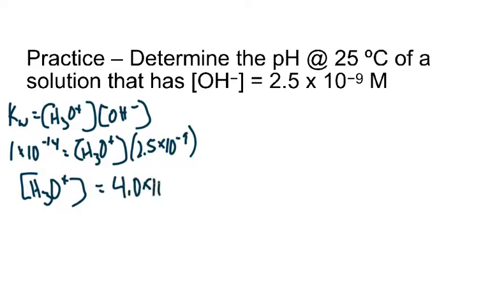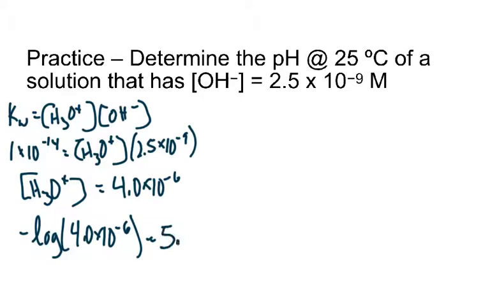So we can find our H3O plus is equal to 4 times 10 to the minus 6th. We did that part already. And then to find our pH, we take negative log of 4 times 10 to the minus 6th, which is 5.40.